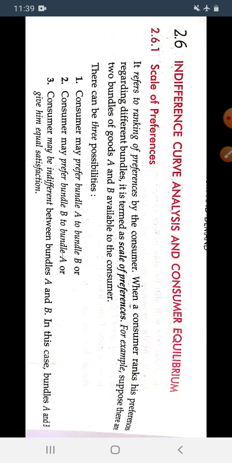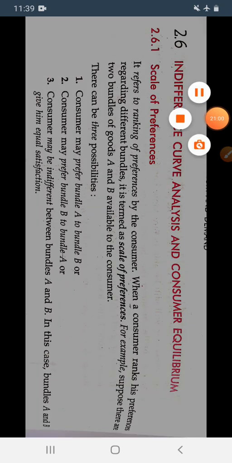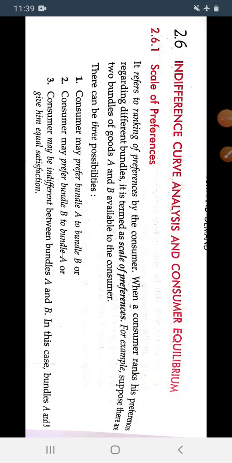For example, suppose there are two bundles of goods, A and B, available to the consumer. There can be three possibilities. For example, I am a consumer and I have two bundles of goods. Say 10 and 40 is one bundle, and 30 and 60 is the second bundle. So there are two bundles of commodities available to the consumer, and there can be three possibilities.